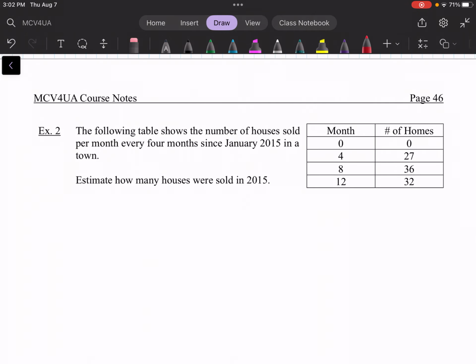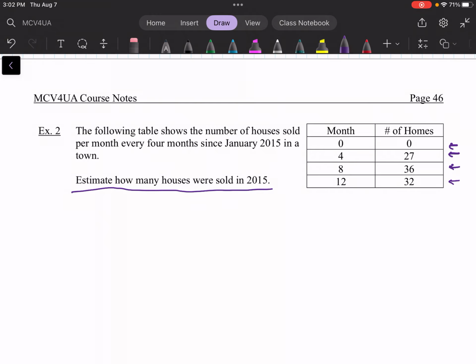So the following table shows the number of houses sold per month every 4 months since January 2015 in a town. So we want to estimate how many houses were sold in 2015 based on this chart. And as you can see, it's only given as specific values, so it doesn't give it to us as a function. So we're going to have to use our trapezoidal rule.